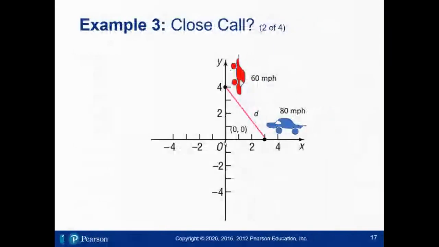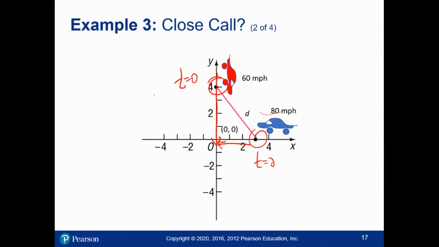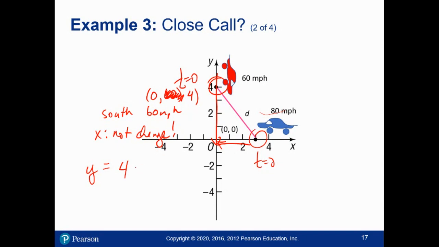So at time 0, the red car was at coordinates 0, 60, okay, and it's going south, sorry, 0, 4. I don't know why I wrote 60. It's at 0, 4, and it's going south at 60 miles per hour. Okay. Notice that the x-coordinate is not changing. It's just going south. The y-coordinate is changing. So from an original height of 4, I need to subtract 60 times t, because I'm going 60 miles an hour. So after 1 hour, I should be 60 miles south. I will be at negative 56.